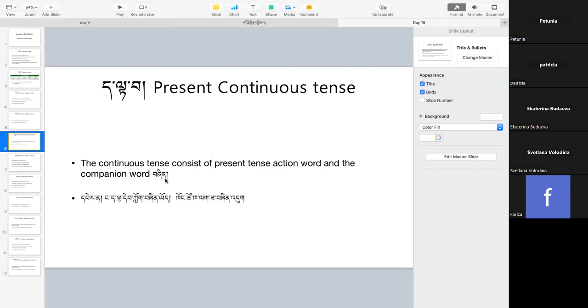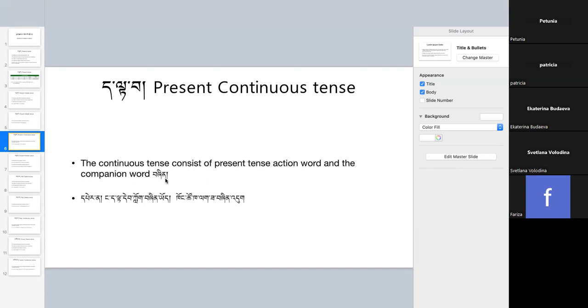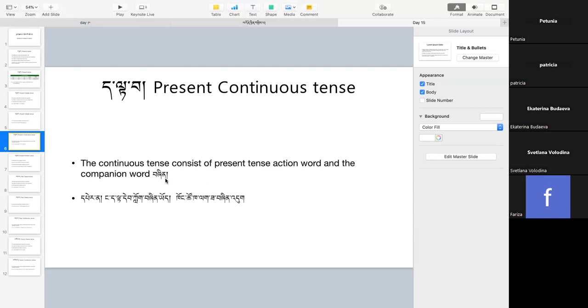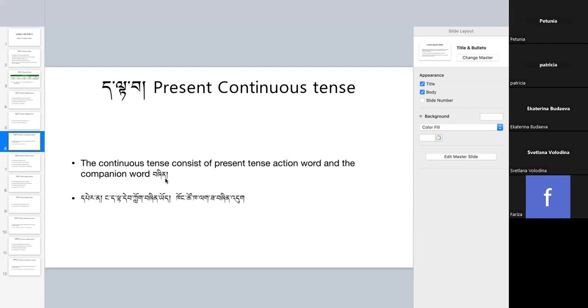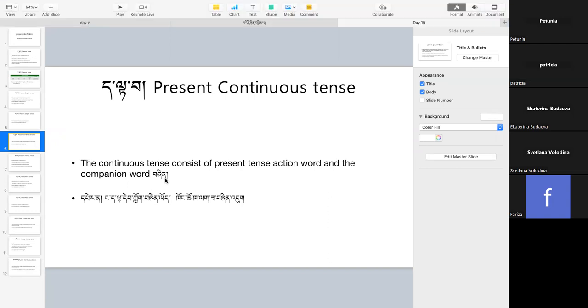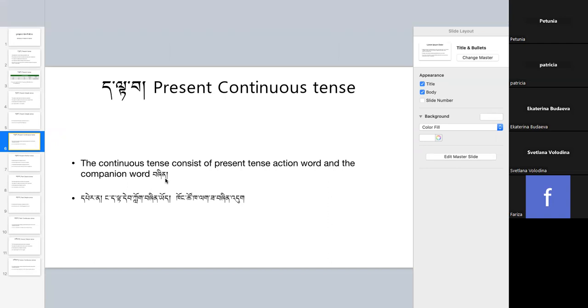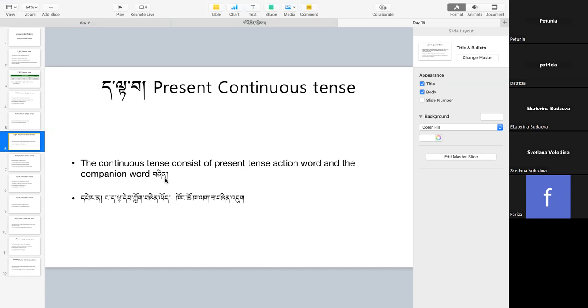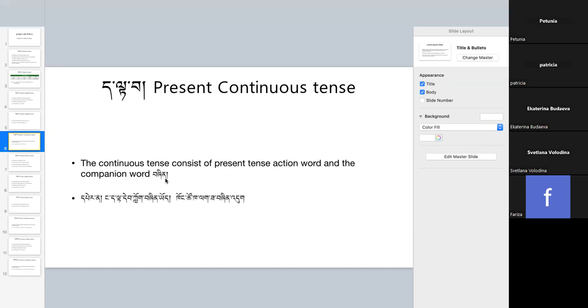So the companion word shin is the companion word that makes it into a continuous tense. Nga tata tep lok shin yu. Lok is the present tense. Shin makes it into a continuous form. And sa is the present tense. Shin makes it a continuous form.